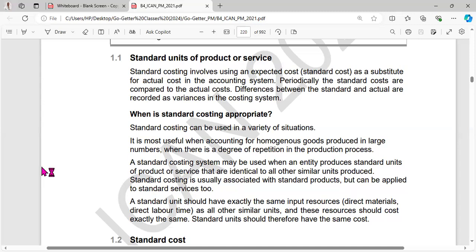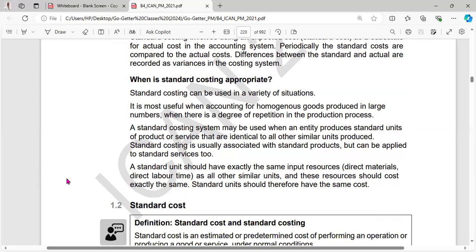And so in our example, we might be using bread and cake. Standard costing system may be used when an entity produces standard units of product or services that are identical to other similar products. All right? So it means that the standard unit has exactly the same input resources as all other similar units. So it means the same direct materials, the same direct labor is being used.